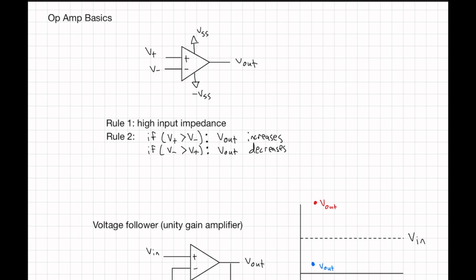The next thing is that if V plus is greater than V minus, then V out goes up. And if it's the opposite, if V minus is greater than V plus, then V out goes down.